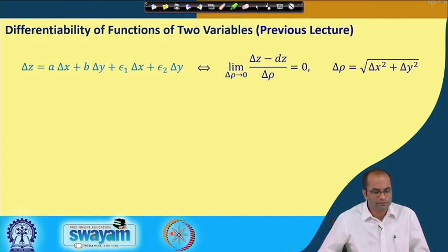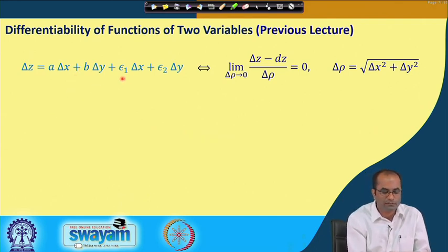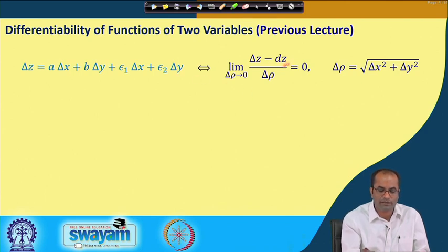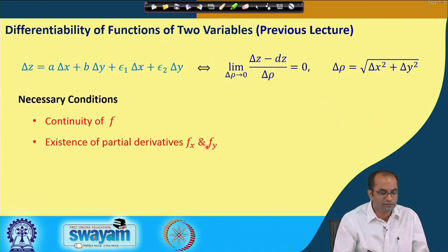So, what we have observed in the previous lecture is the equivalent definition of differentiability. Instead of expressing this delta z in terms of a delta x, b delta y and epsilon 1 delta x plus epsilon 2 delta y, we can also find this limit, and if this limit is equal to 0, then the function is differentiable. And we have observed that this limit definition was quite useful for proving the differentiability of various functions.